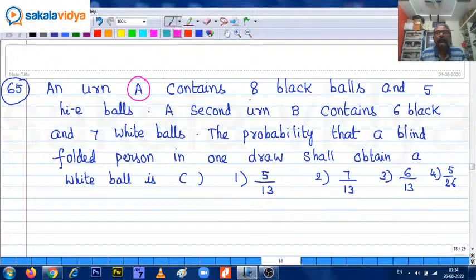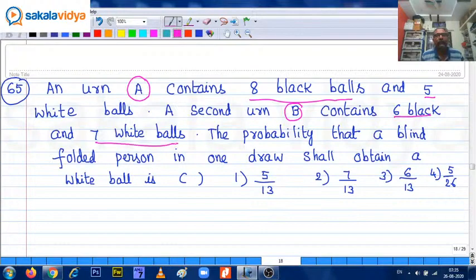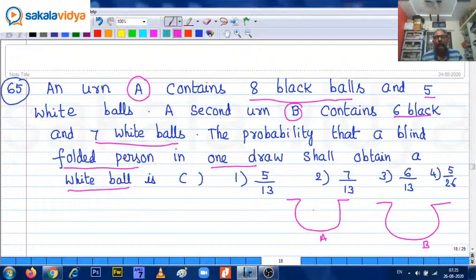An urn contains 8 black balls, 5 white balls. A second urn B contains 6 black, 7 white balls. Probability that a blindfolded person in one draw shall obtain a white ball. Same concept, means actually you can take like this. This is first A bag, this is B bag. A bag is 8 black, 5 white, total 13 here. Here 6 black, 7 white. Here also total 13 balls. So you need to select a white ball.